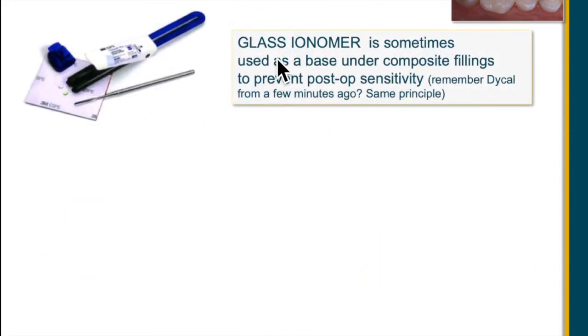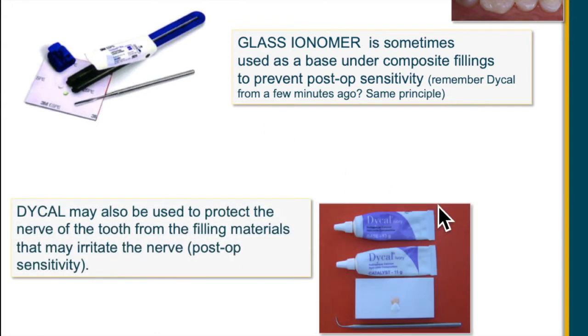Sometimes a glass ionomer is used as a base underneath the composite fillings to prevent sensitivity. We use that Dycal underneath amalgam fillings. You can use it under composite fillings, but usually some sort of glass ionomer. And it's not important that you understand what a glass ionomer is, but you should know that term, because some dentists will say, well, I'd like a glass ionomer to go underneath that. And that's just a fancy word for an insulator that goes underneath the composite fillings.